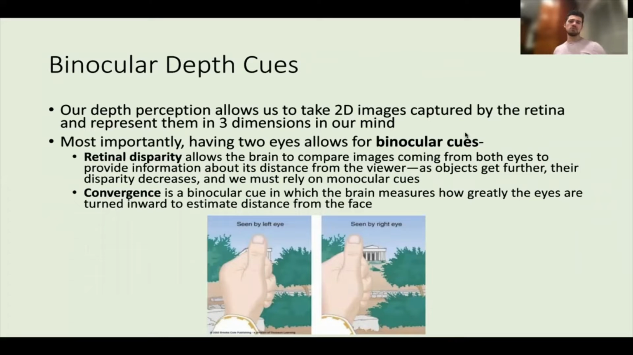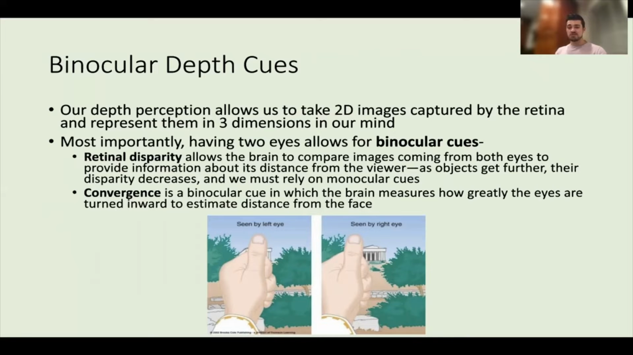Okay, so keeping on perception, we're going to talk about depth perception for a little bit. So binocular depth cues are those that allow us to take advantage of having two eyes. Our depth perception allows us to take 2D images captured by the retina and represent them in 3 dimensions in our mind. Because we do live in a 3-dimensional world, but our eyes take 2-dimensional pictures. So we're technically seeing in 2 dimensions. We just have a lot of stuff going on in our brains that allows us to create this 3D representation in our mind. So most importantly, having 2 eyes allows for binocular cues.